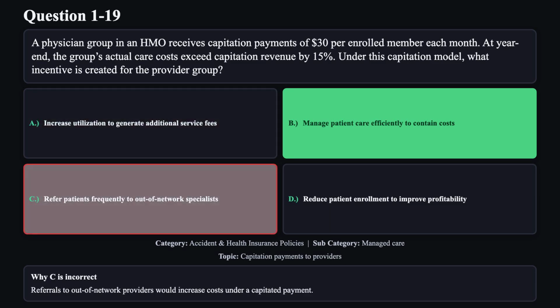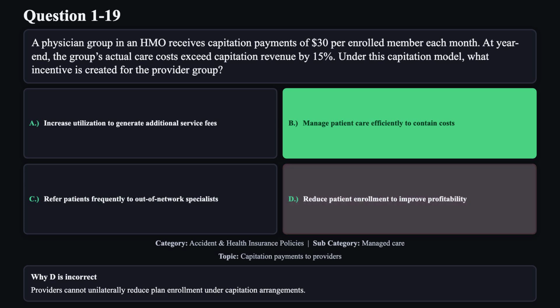Reason C is not correct. Referrals to out-of-network providers would increase costs under a capitated payment. Reason D is not correct. Providers cannot unilaterally reduce plan enrollment under capitation arrangements.